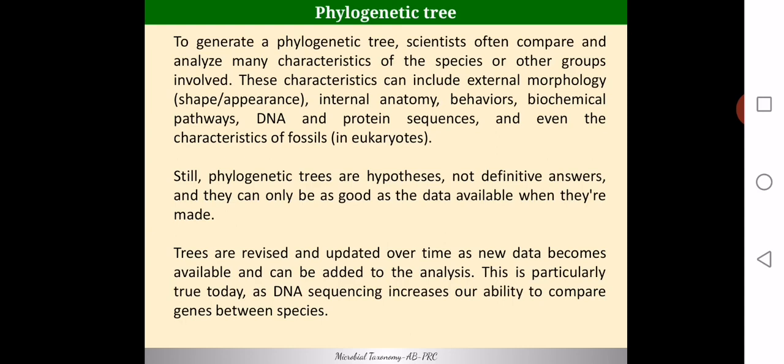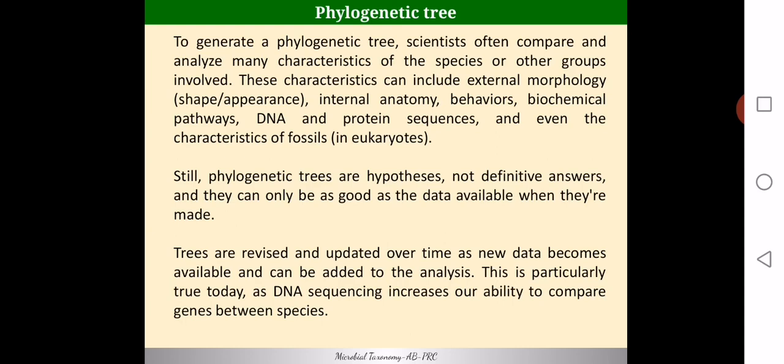Usually for the construction of a phylogenetic tree, we have to compare and analyze various characteristics. The different characteristics which we observed in the phenetic classification are also used here. Characters like the external morphology, the internal anatomy, behavior, biochemical pathways, and most importantly, the DNA and protein sequences, or the nucleic acid and protein sequences, are also analyzed. These features are taken, and this data is used for the construction of the phylogenetic tree.